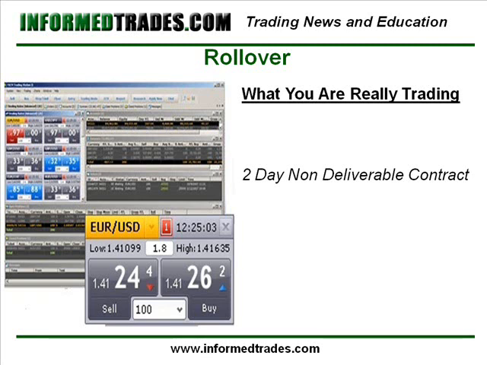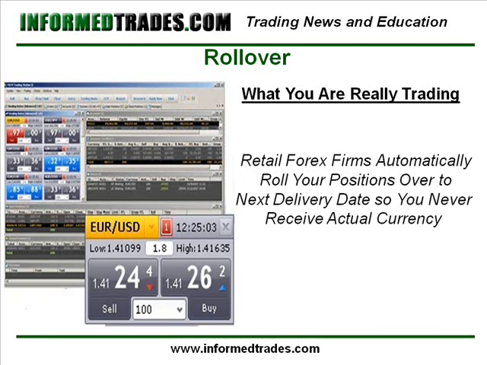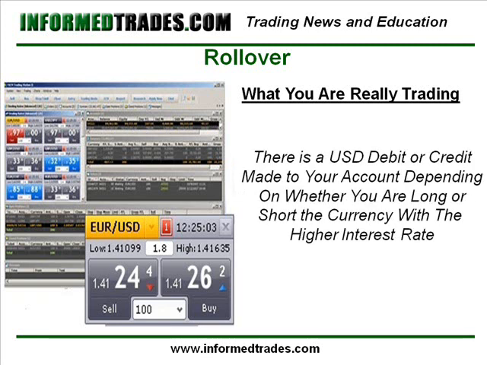As we are trading simply for speculation, however, we do not want actual physical delivery of the currency, so the platform which we are using in our examples, and pretty much any other retail Forex trading platform, will automatically roll this position over to the next delivery date if the position is held past 5 p.m. New York time. It is not really important to understand all the details here, as this part is done automatically. What it is important to understand, however, is that there is a US dollar debit or credit made to your account for any position held past 5 p.m. Eastern Standard Time to account for the interest portion of the transaction.